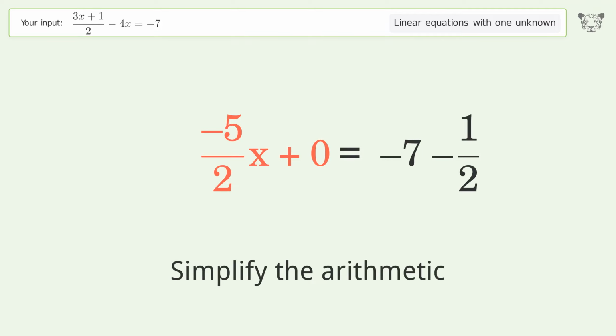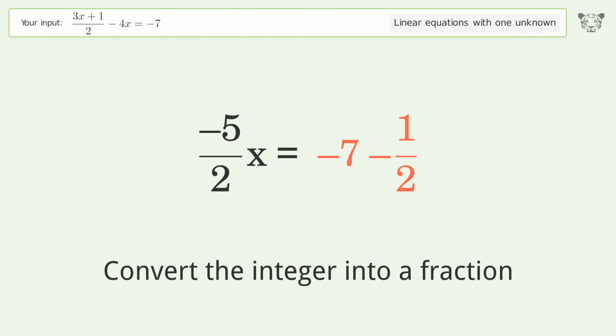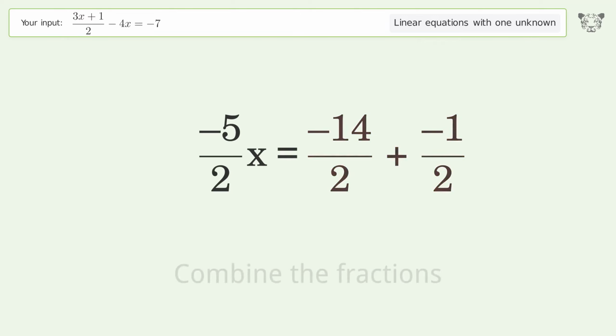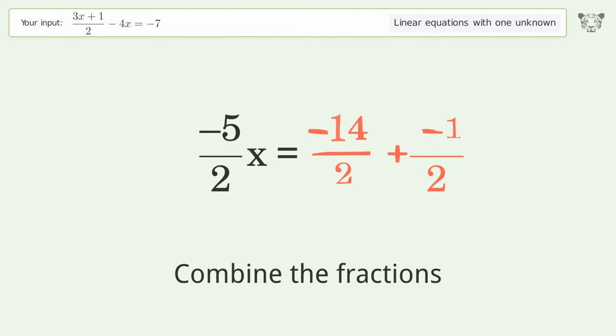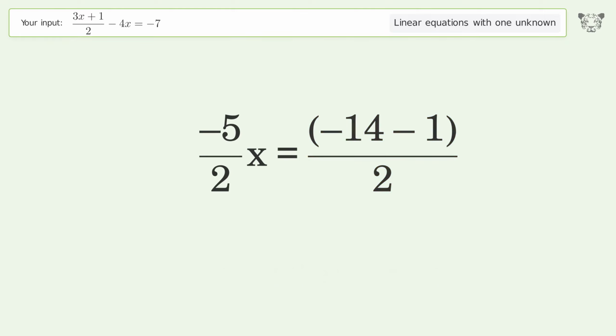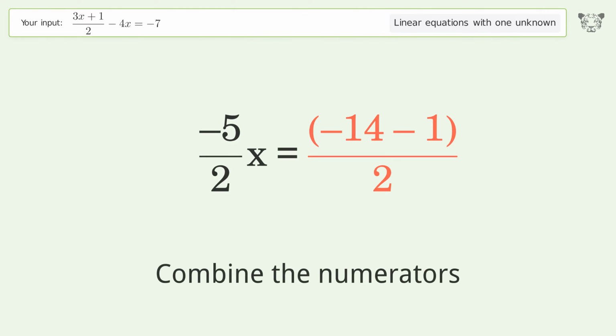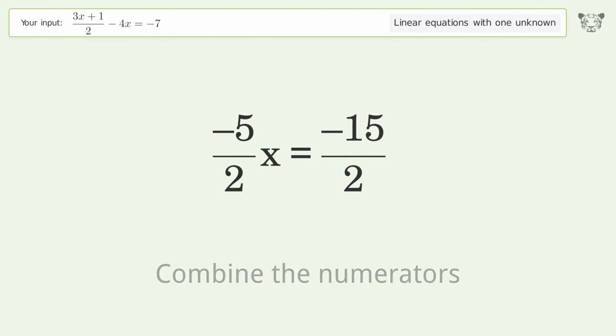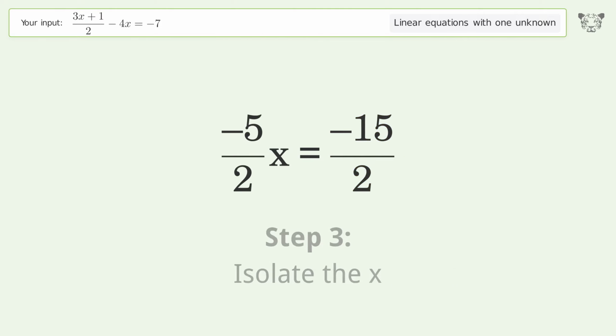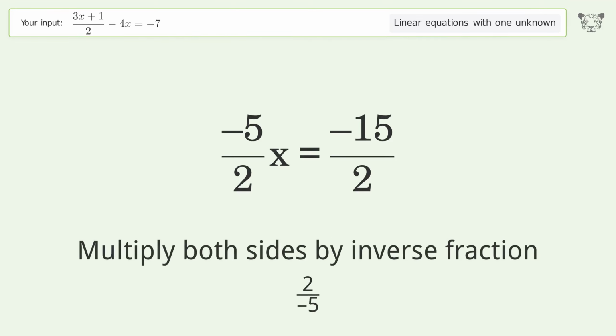Simplify the arithmetic. Convert the integer into a fraction. Combine the fractions. Combine the numerators. Isolate the x. Multiply both sides by inverse fraction 2/5.